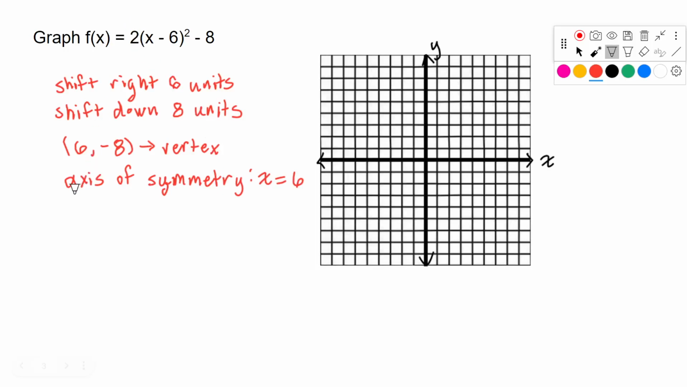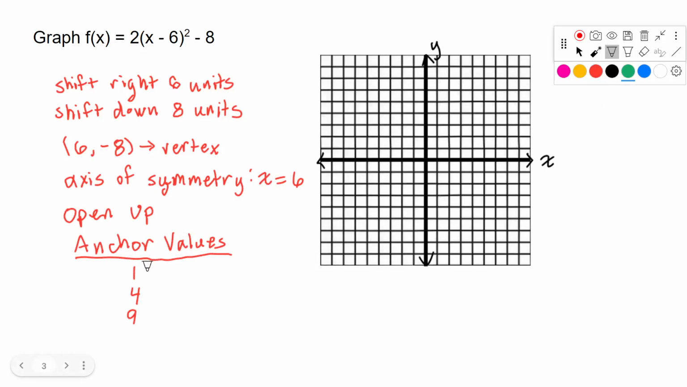It is a positive 2 in front, so this is going to open up. And because of the 2, our anchor values will change. We're still working off the 1, 4, 9, the original anchor values, but now we have to stretch them. So I'm going to multiply them by 2. So the anchor values I will use in this graph are 2, 8, and 18.